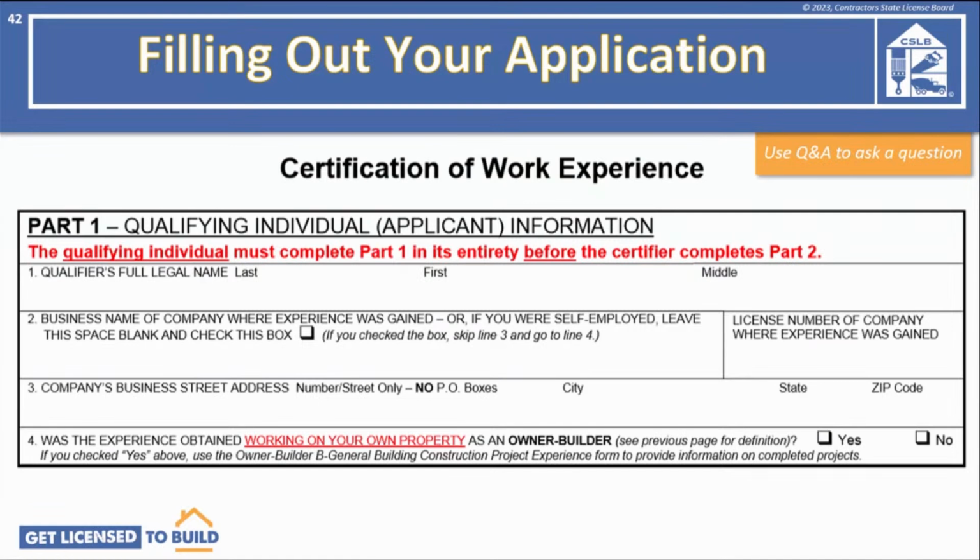Certification of work experience, Part 1. Now we will discuss the certification of work experience. Part 1 will be filled out by you, the applicant. Here you will list the information about your employer where you gained your experience. If you are self-employed when you gain the experience, please make sure to check the box in line 2. If you are applying for a B general construction license and will be using experience obtained while working on your own property, make sure to mark the box in line 4 and complete an owner-builder construction project experience form that we will discuss later.